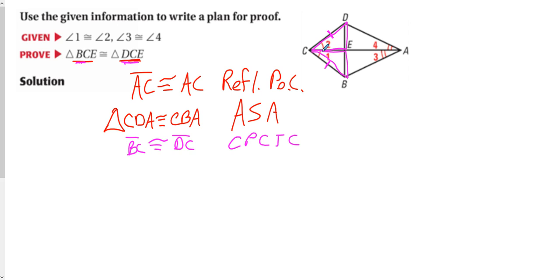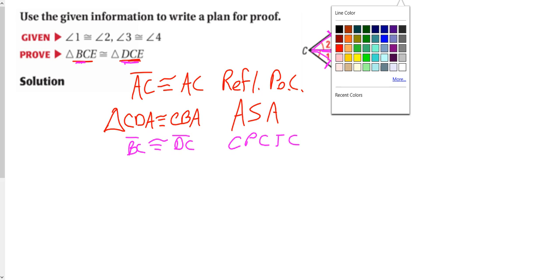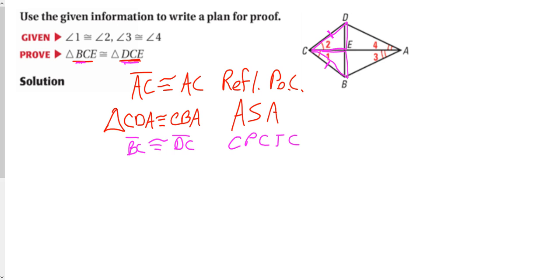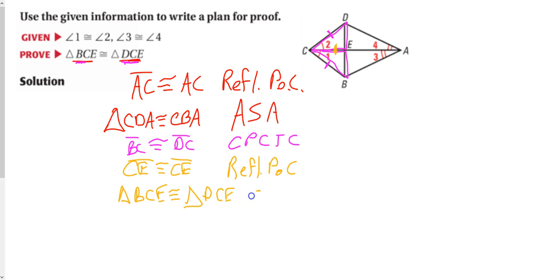So now I have a side and an angle, and when I look at that, I also have side CE is a shared side in both triangles. So that would be by the reflexive property. So now I'd have the two triangles congruent. BCE is congruent to triangle DCE, and that would be by SAS, because I knew two sides and the angle in between those sides in both triangles.